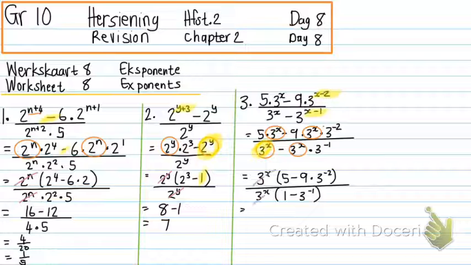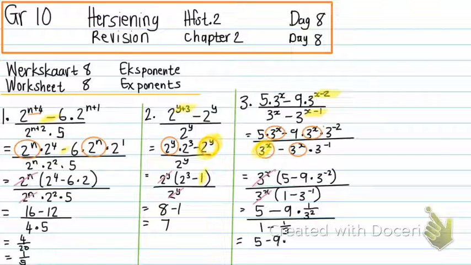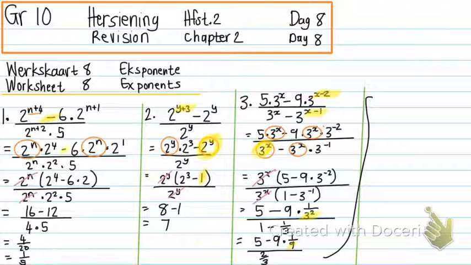Now I cancel out the 3 to the power x's. Then I'm left with 5 minus 9 times 1 over 3 to the power 2. Because to get that negative 2 positive, it goes to below the fraction line. Then 1 minus 1 over 3 to the power 1 to get that 1 positive. Now that is 5 minus 9 times 1 over 9, because 3 to the power 2 is 9, over 1 minus a third is 2/3.